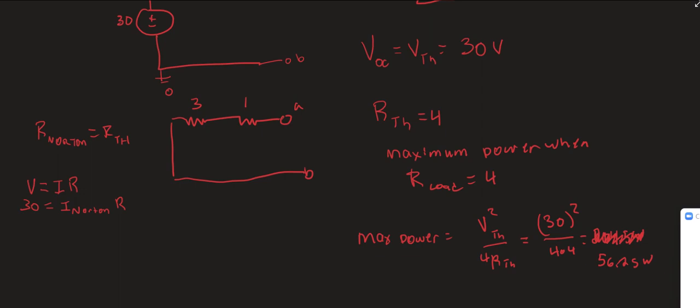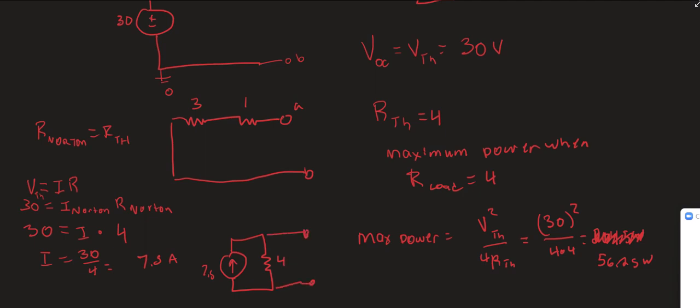And so V Thevenin equals I Norton R Norton, or 30 equals I times R, which was 4. So I equals 30 over 4, which is 7.5. So our Norton equivalent circuit looks like this. So that's the Norton equivalent circuit. Is that okay? Yeah, it makes sense. Thank you. Okay.